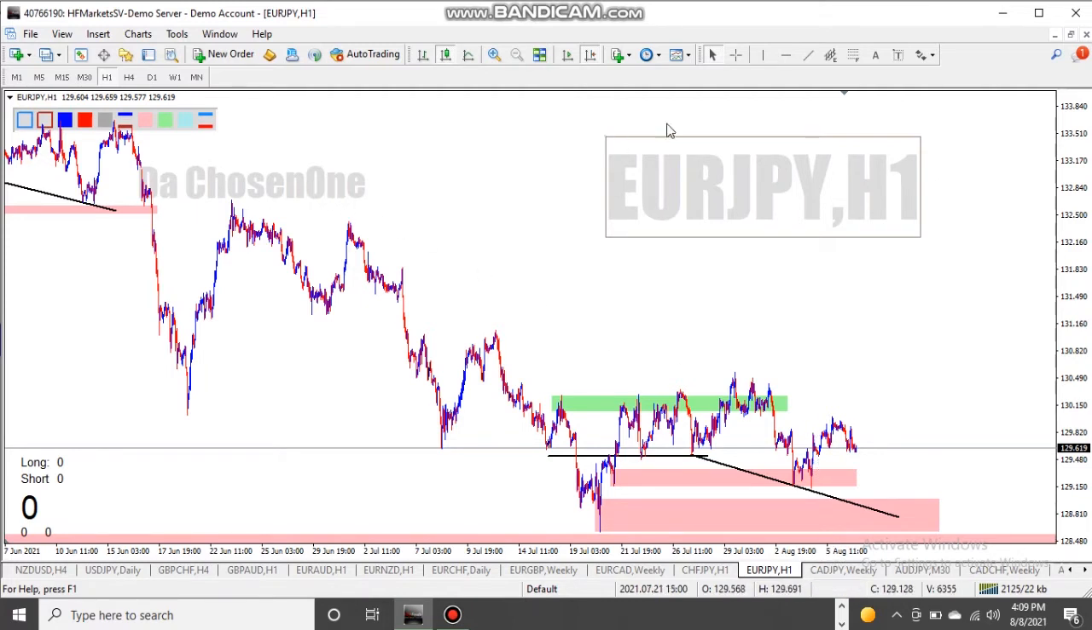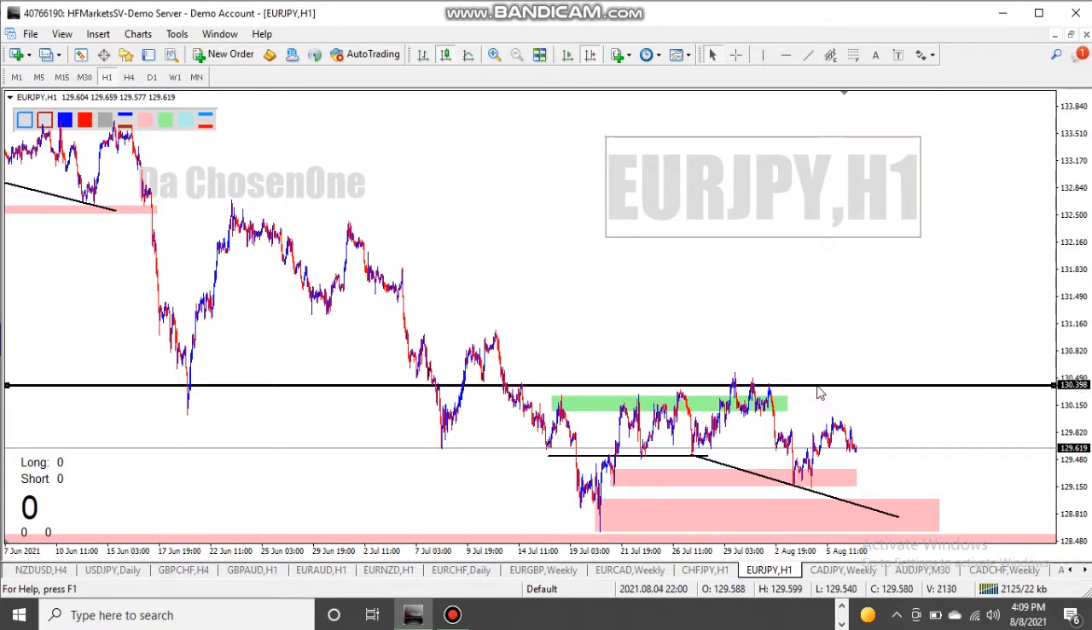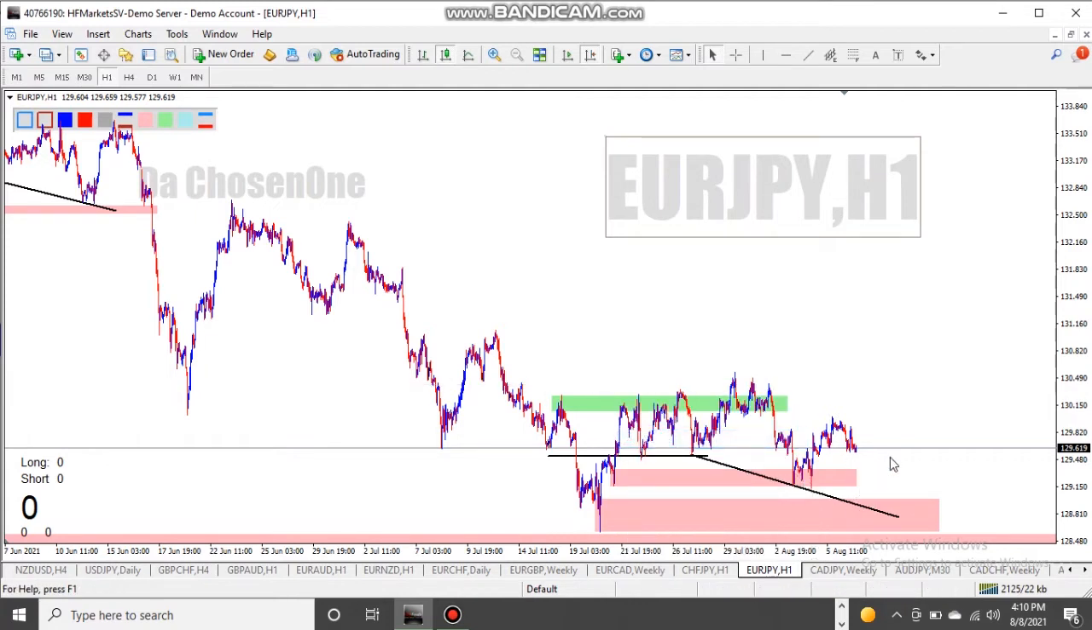So our take profit will be around this area, around this manipulation area. As you can see, we can also sell from this area. This is our SDE, our flippy area, manipulation area, and our decision point over here. But for now, we're looking for buys.